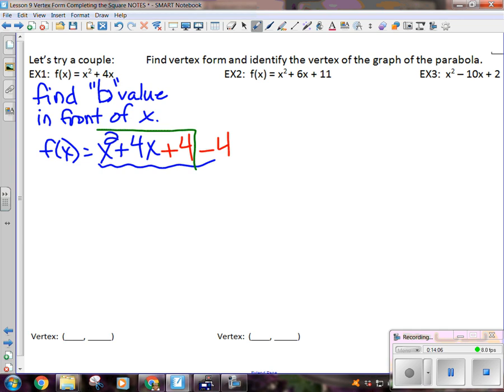Now, here's what I want you to do. Draw a box for me around the first 3 parts. Leave out the minus 4. Put a box around the first 4 parts. We only have about 5 more minutes and I'll be done. This part is now a perfect square trinomial. It factors perfectly into 2 sets of parentheses.